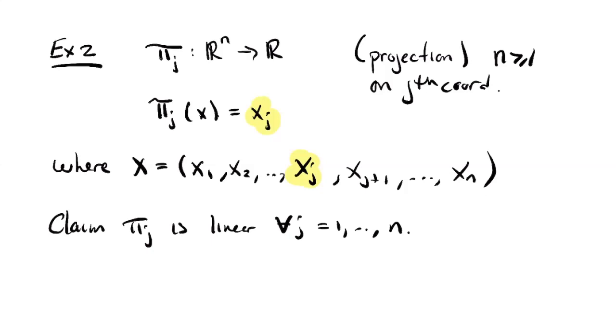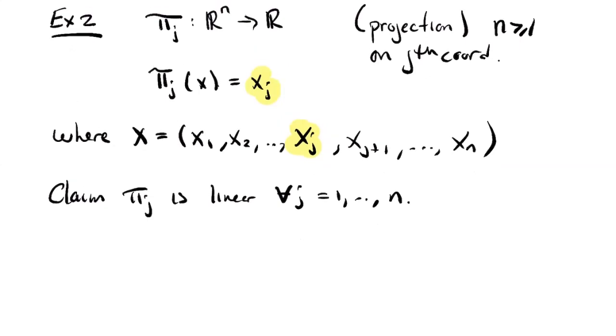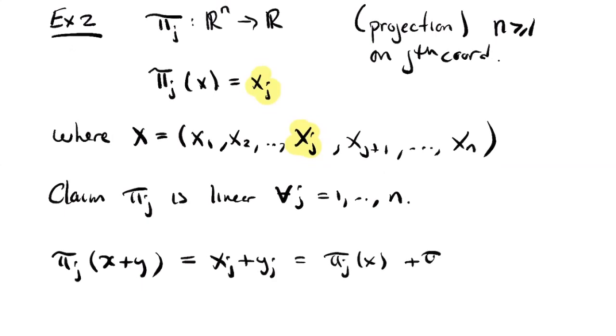Why would that be true? I'm going to keep this video a little bit shorter. I'm not going to quantify all my variables super carefully here, but if I wanted to look at pi_j of, say, x plus y, okay, well, I know what the jth coordinate of x plus y would be. It would be x_j plus y_j. And that's precisely pi_j of x plus pi_j of y, right? Pi_j is additive because of the way we add vectors in R^n.